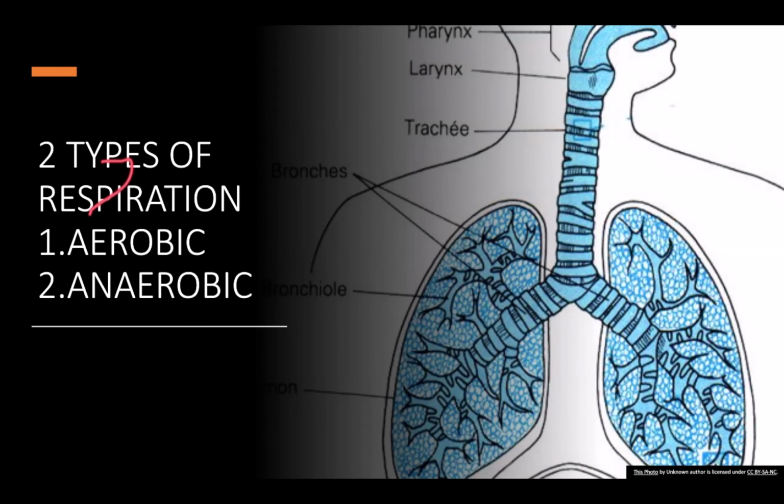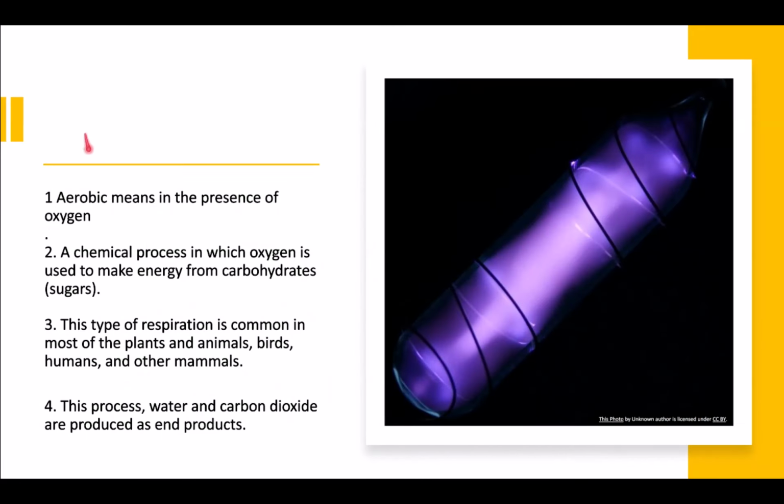Now, here are the two types of respiration: aerobic and anaerobic respiration. First of all, here is aerobic respiration. Aerobic means in the presence of oxygen. The chemical formula of oxygen is O2. So aerobic means in the presence of oxygen. It is a chemical process in which oxygen is used to make energy from food.